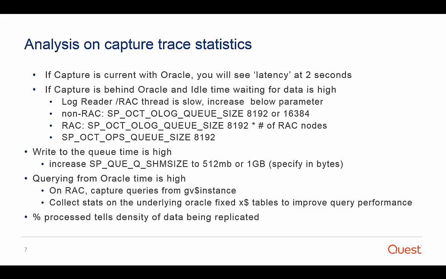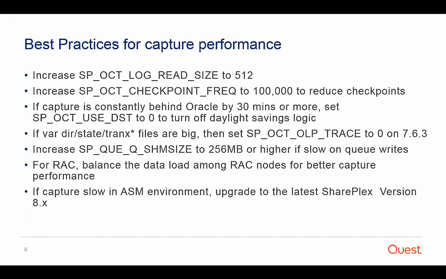Percentage processed tells the density of data being replicated, which means the number of records being processed versus the total number of activities in the redo log. Lower processed percentage can cause capture to be slow as it has to ignore most of the records that are not being replicated. Here are the best practices for the capture performance.